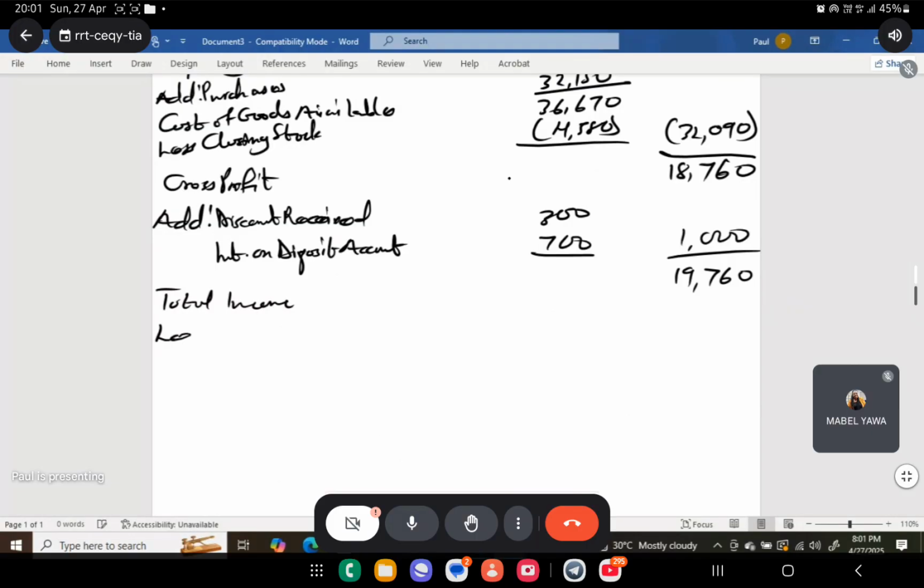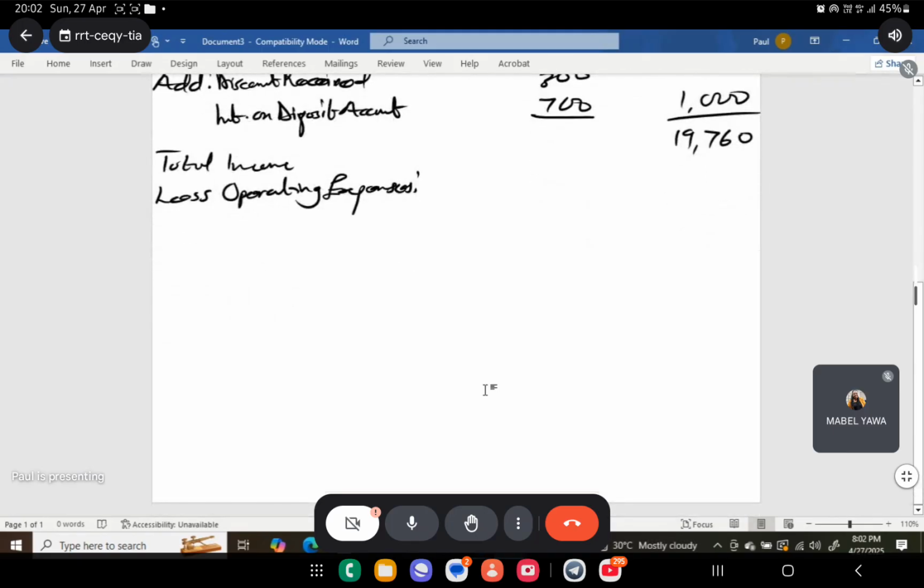Then we less operating expenses, or what we call fixed cost in quantity. We call it fixed cost. Is there any question? If there is no question, I'm continuing.